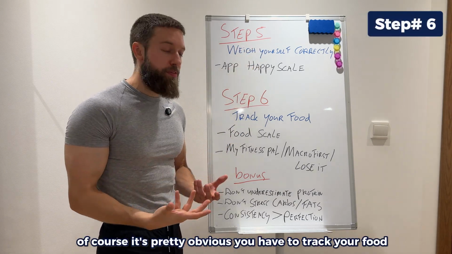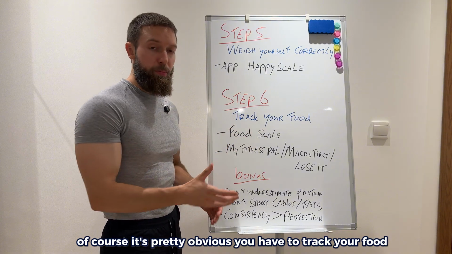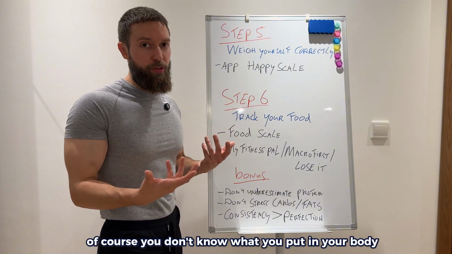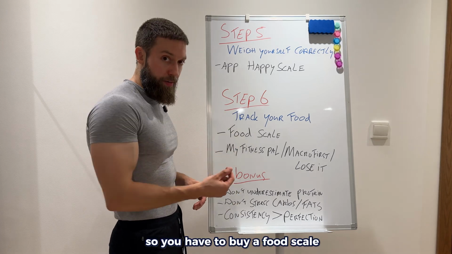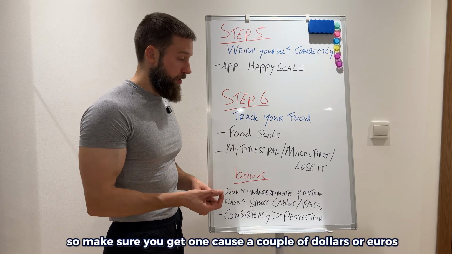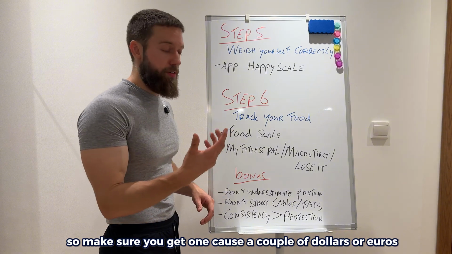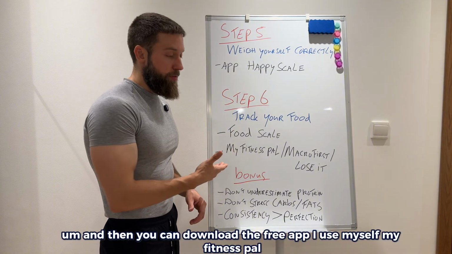Okay, so then we have step number 6. Of course, this is pretty obvious. You have to track your food because if you don't track your food, of course, you don't know what you put in your body. So you have to buy a food scale. So make sure you get one. It costs a couple of dollars or euros. And then you can download the free app.